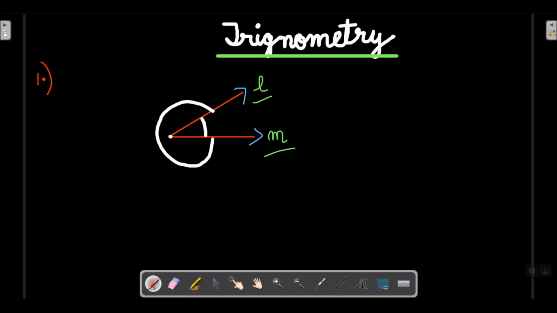I just remember to tell you that this is the angle. If someone tells you the angle between L and M, you just consider this one. But if someone says the reflex angle, then you will consider this big one. But till that time, only the normal angle, this small angle.